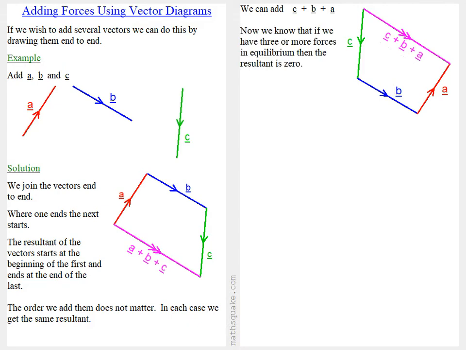Now we know that if we have three or more forces in equilibrium, then the resultant is zero. This means the vectors will form a closed polygon with the last vector ending where the first began.